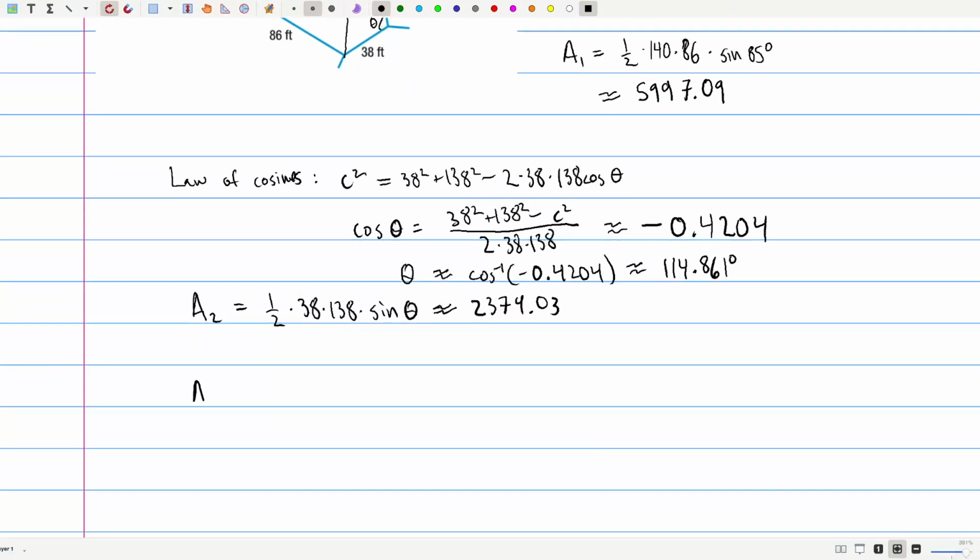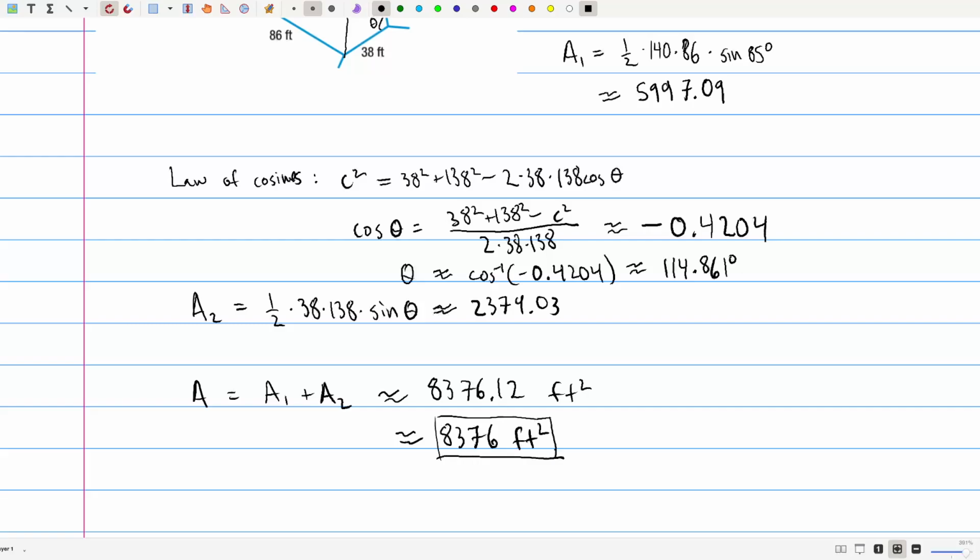Okay, so the area is A1 plus A2, that's the total lot area, which is approximately 5997.09 plus this new answer, which is 8376.12. And we're supposed to go to the nearest square foot. So 8376 square feet. And there we go.